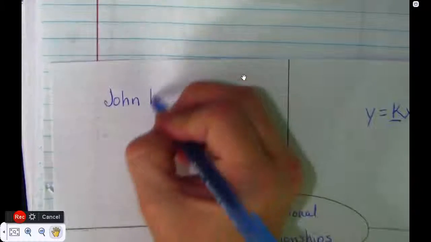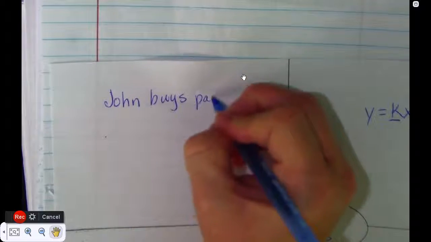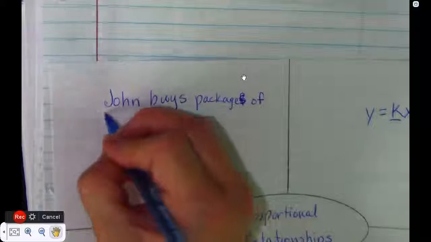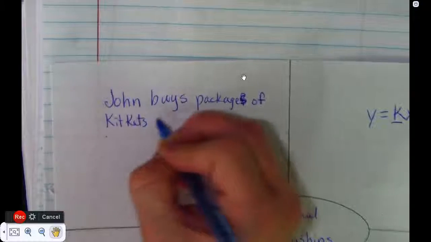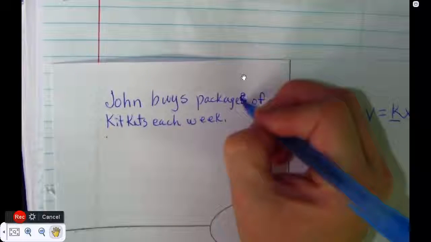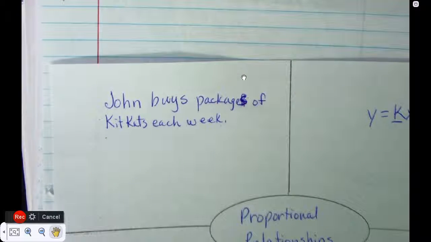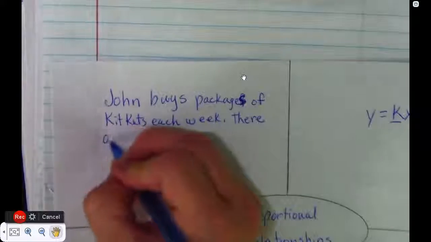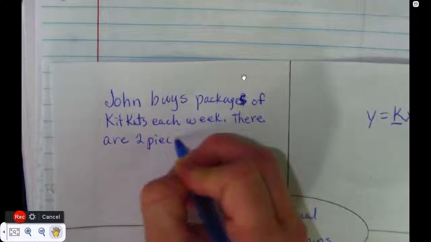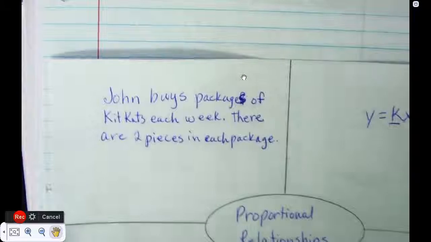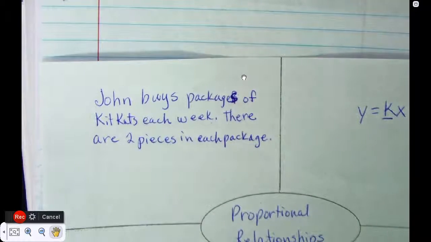So John buys packages of Kit Kats each week. See, we don't know how many packages, but what do we know for sure? He buys them each week, and there are 2 pieces in each package. I was trying to make it less words, but there's just not any. Okay?